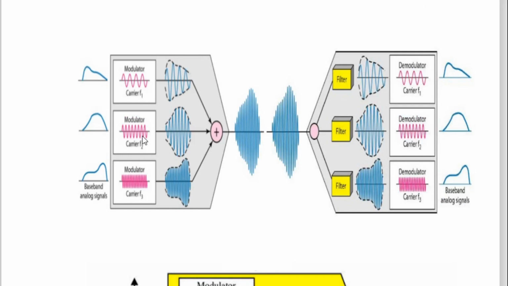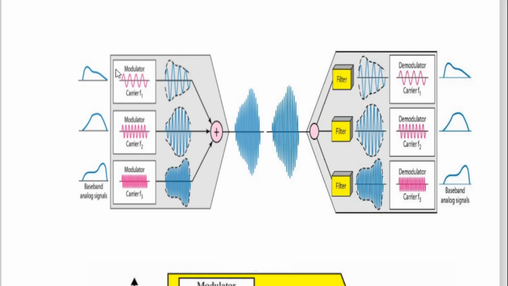And like that here, in this modulation circuit, the carrier is F1, carrier F2, carrier F3, and the modulated output here. Then it comes to the communication channel. Filters are performing their job and selecting that much frequency of the carrier. And then demodulator is separating the carrier and information signal. And in this way, information will come here.